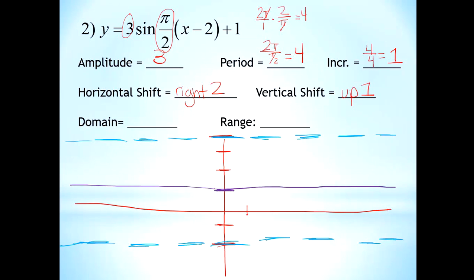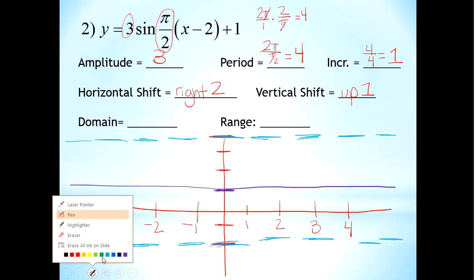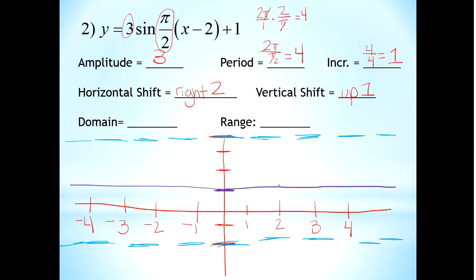Okay, let's go ahead and put in our increments. So I'm going to go 1, 2, 3, 4, because I'm counting by ones, right? So this is my 4. I've made one period. Let's go backwards now. Negative 1, negative 2, negative 3, negative 4. Now it tells me my horizontal shift, I need to start right 2. So I am going to go right 2, and let's draw in our new y-axis right here. There we go.